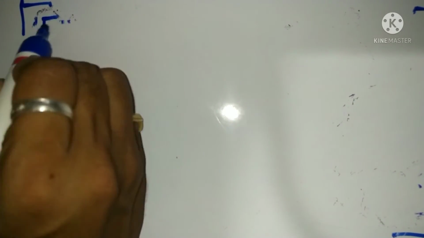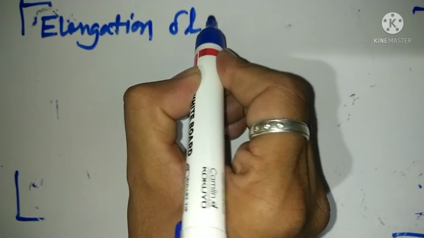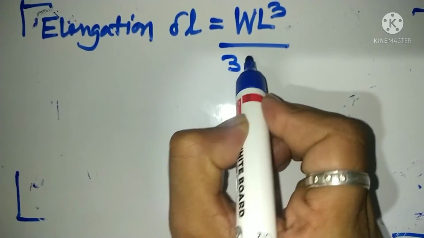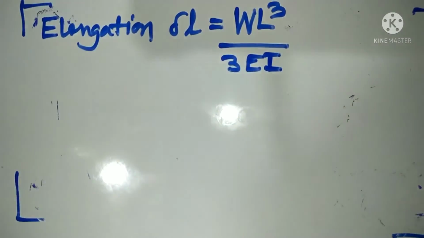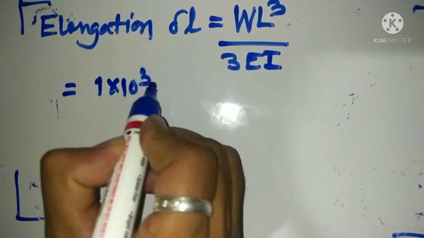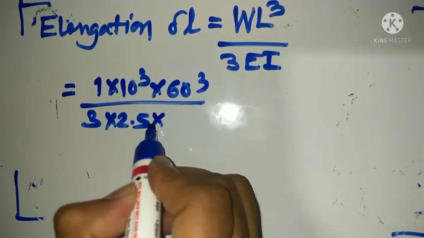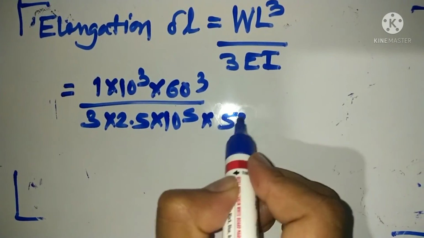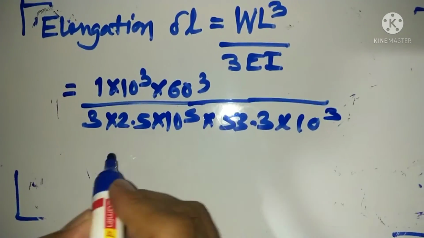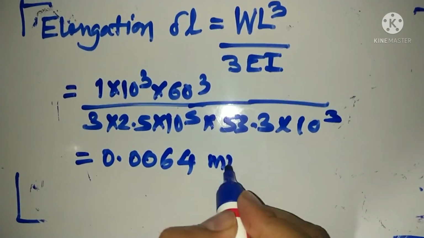The next step is to find out the elongation delta L. Elongation has the formula W into L cube divided by 3 EI. W is the applied load, L is the length of that square bar, that is 60 mm, E is given in the data as 2.1 into 10 raised to 5, and I we have found out as 53.3 into 10 raised to 3. So our answer is 0.0064. This is per node.